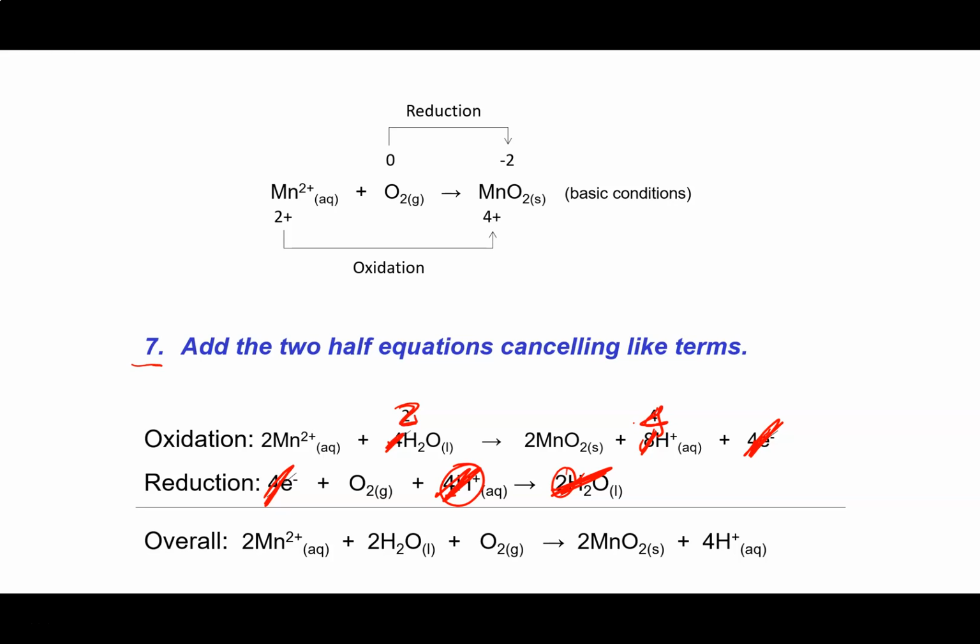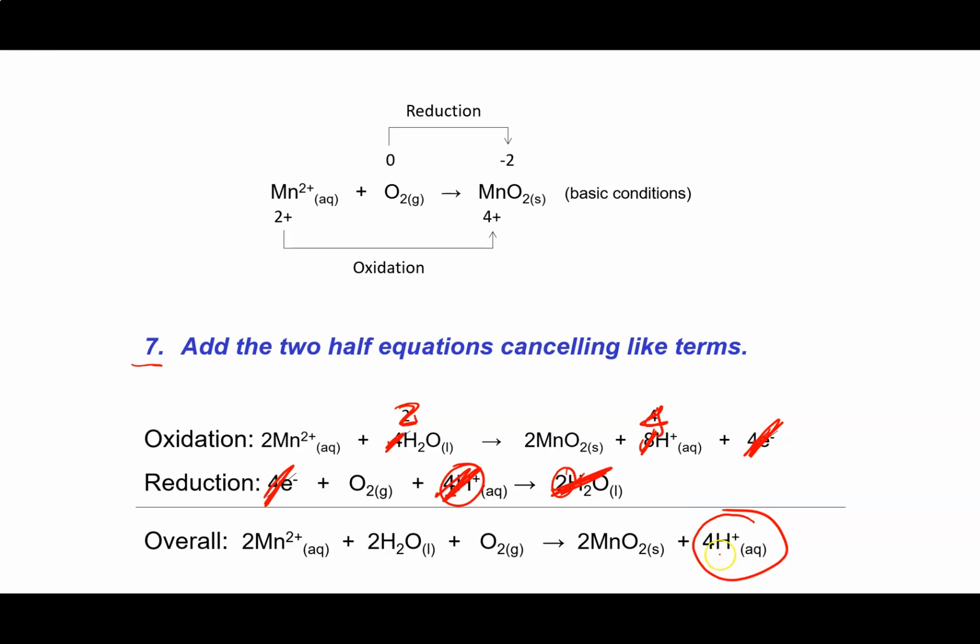So when I do all of that, and I have to be a little bit careful to keep track of everything, I've got 2Mn2+ plus 2H2O plus O2 gives 2MnO2 and 4H+. And everything looks like it's balanced. I've got 2 manganeses, I've got 4 hydrogens, I've got 4 oxygens. It looks great. The only problem is that this is in acidic conditions.